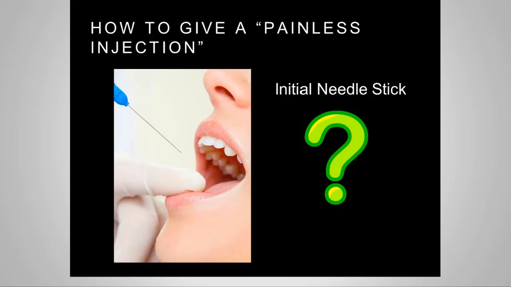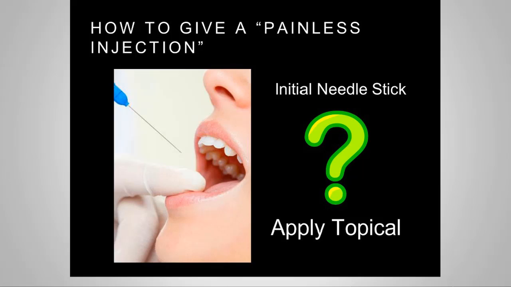So how do you give a painless injection? Really, really important. The needle stick, how do you remedy that? The first thing you need to do is you need to use a topical. Topical anesthetics are really essential to the first step in pain management. And ironically, they're not used. Only about 40% of patients benefit from a topical application prior to the injection.